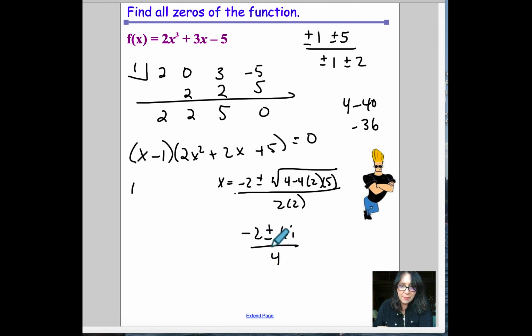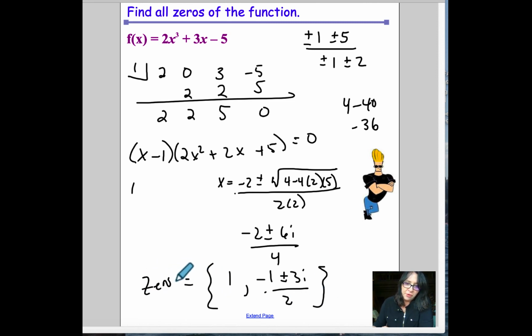And so I'm going to divide by 2, which gives me negative 1 plus or minus 3i, and that's still over 2. So all my zeros are going to be 1, and negative 1 plus 3i over 2, and negative 1 minus 3i over 2. And these are my zeros.